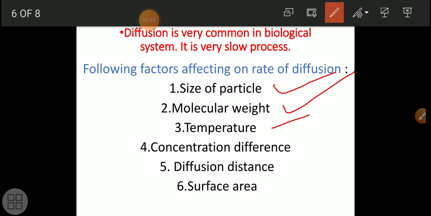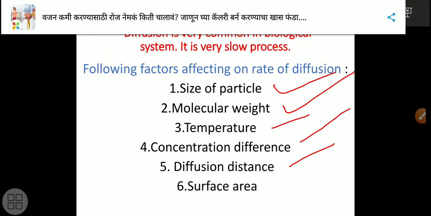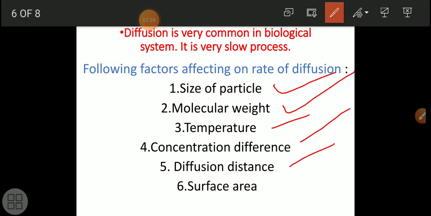Concentration difference: the higher the concentration difference, the higher the rate of diffusion. Diffusion distance, keep in mind, also affects the process of diffusion. If the diffusion distance is very short, definitely the rate of diffusion is fast. If the diffusion distance is long, definitely it will take time to diffuse the substances from the region of higher concentration to the region of lower concentration. Surface area, the same condition is there.